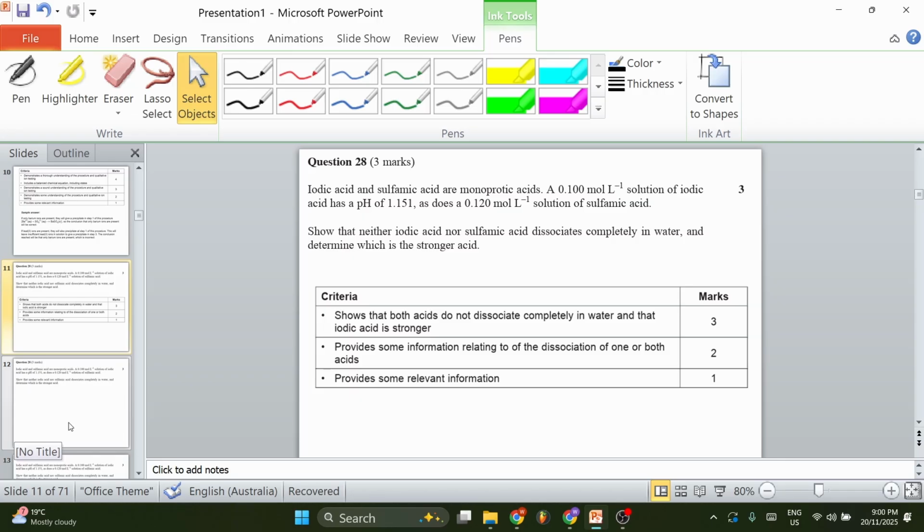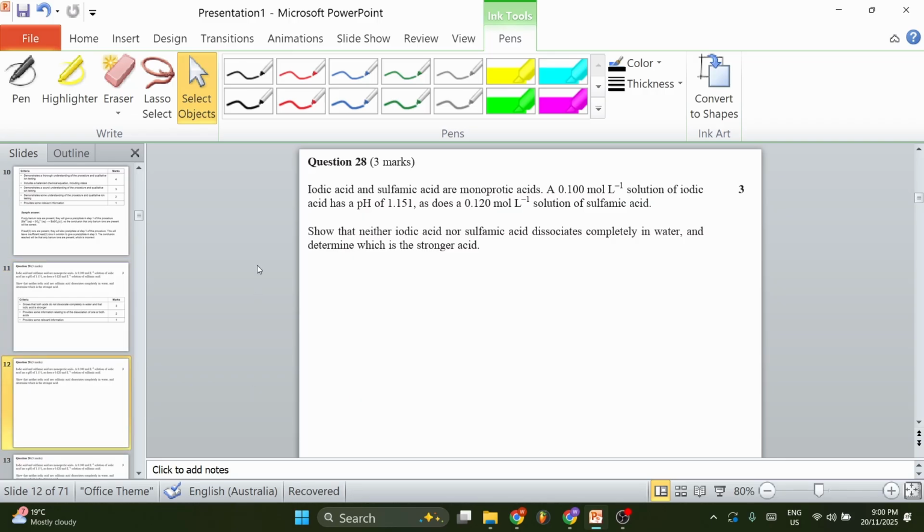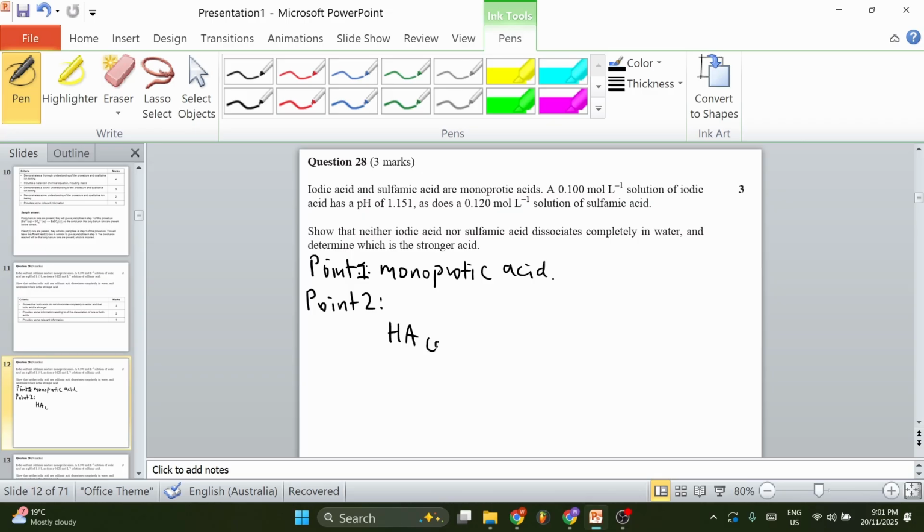So the way we're going to approach this question is by noting down all the necessary evidence. So let's do that. Point number 1, both acids are monoprotic. Point number 2, if something is monoprotic, without knowing the identity of the acids itself, then we can write a generic Bronsted-Lowry acid and base equation. So that's HA aqueous plus H2O liquid gives H3O+ aqueous plus A- aqueous.